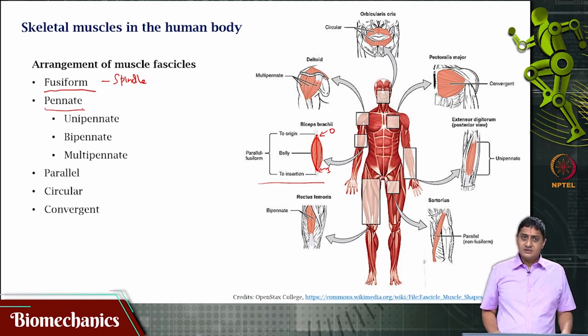Pinnate muscles are those that have fibers that are parallel to each other. So, the fibers themselves are parallel to each other, like this. But the attachment of these fibers is not directly to the tendon, but happens through what is called an internal tendon or an aponeurosis.